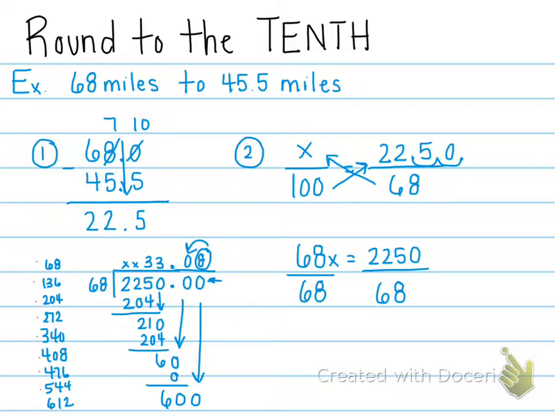So I get x equals 33.1%. And when you're writing your final answer, you write a 33.1%, and it is a decrease because the number of miles went down.